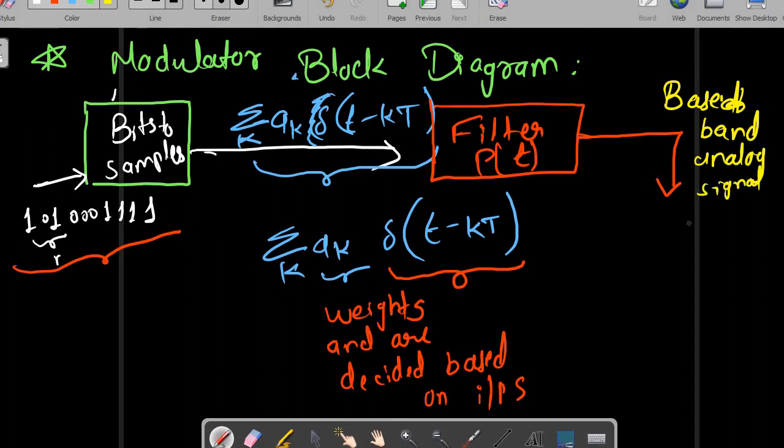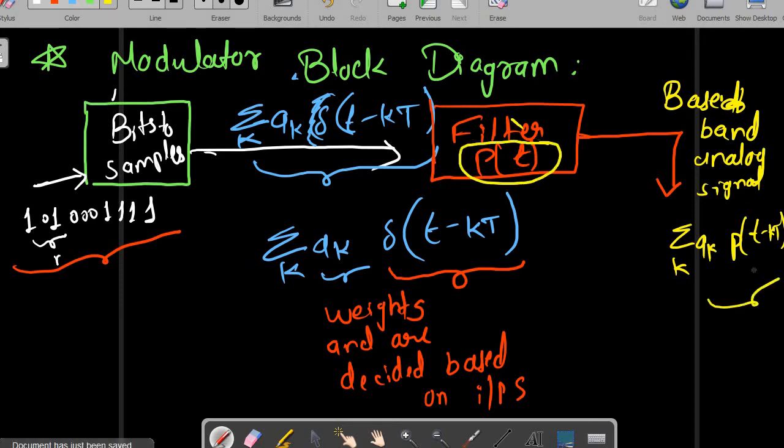And it is summation k ak, and now it will be p(t minus kT). It will be the impulse response of this filter. Now let me show you how I wrote this. After that, this is baseband. We will be converting this baseband into passband as well. So just let me complete the block diagram, then we will show you the calculation.